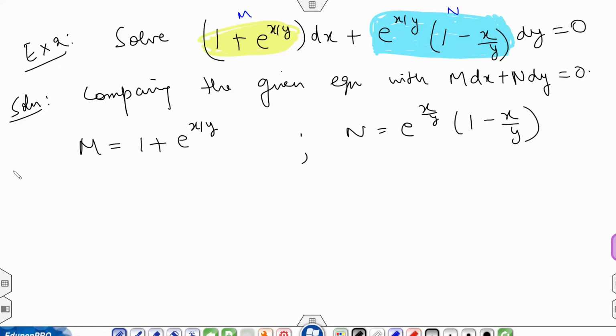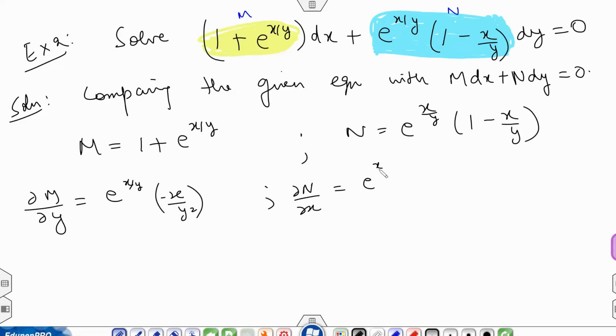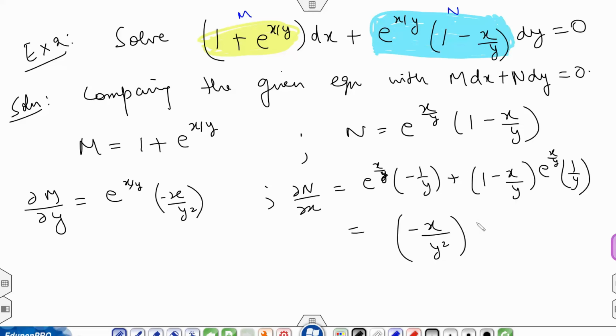Okay, so now let's calculate del m by del y. You can easily see that this will be equal to this. Now what about del n by del x? Finally you will see that you are getting to all the steps. So I have differentiated this with respect to x, where this is a first function and this is a second function. So I am getting del n by del x as this and del m by del y as this.